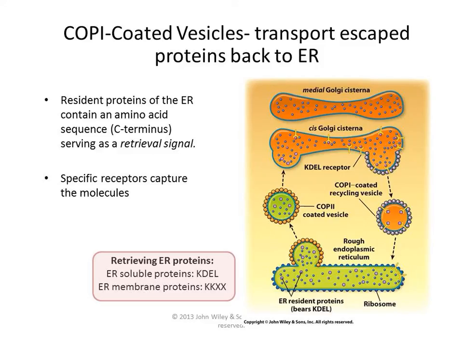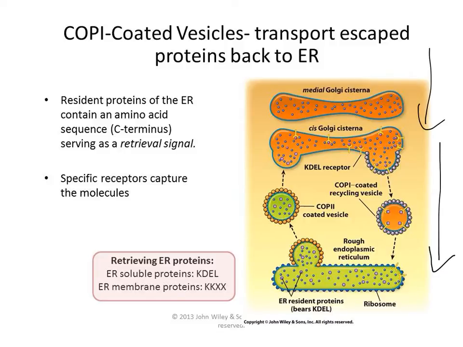Another well-studied protein coat is the COP1 protein-coated vesicles. COP1 coated vesicles actually work in the opposite direction as COP2 coated vesicles, and this type of protein coat will assemble onto material that needs to go backwards from the Golgi and specific stacks of the Golgi back towards the ER. This is important for retention or bringing back proteins that need to stay in the ER.